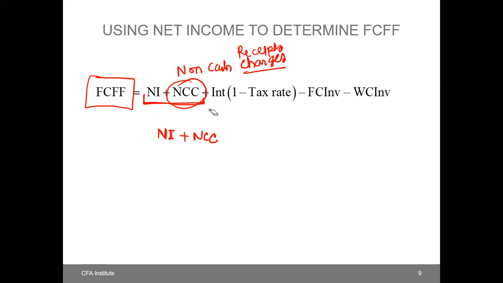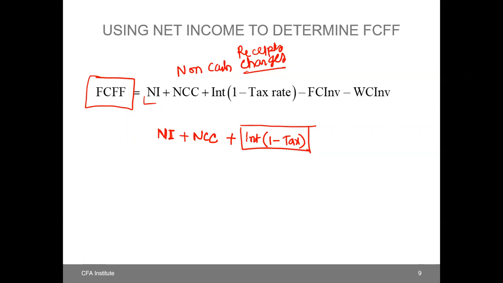And in addition to this, we have to add back the expenses paid to the debt holders. So what is expenses paid to the debt holders? That is the interest after tax. It is for whom? It is for the debt holders. So you see it is for the debt holders, these charges, and we have to add back here.